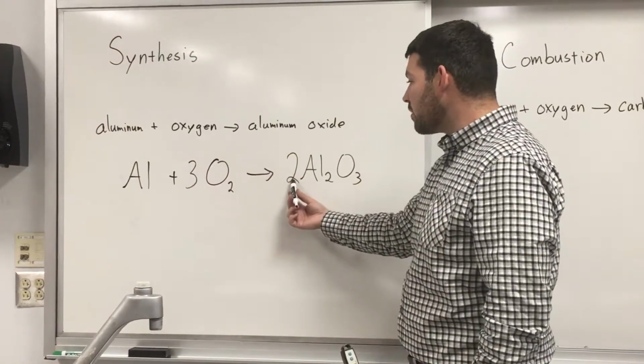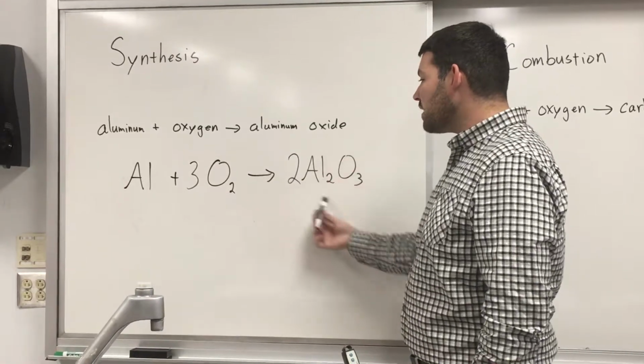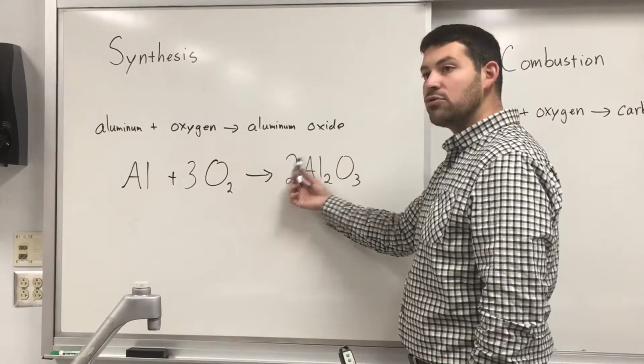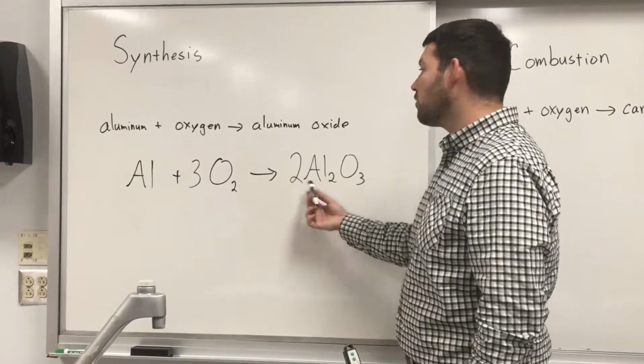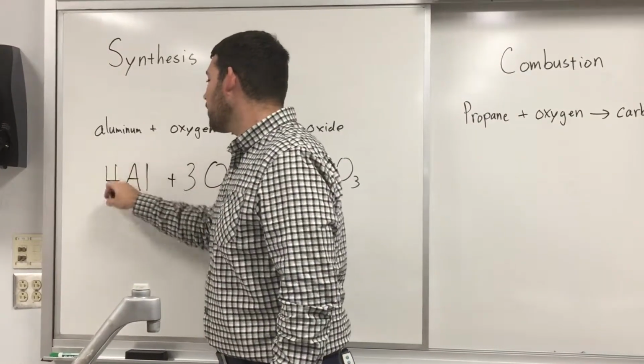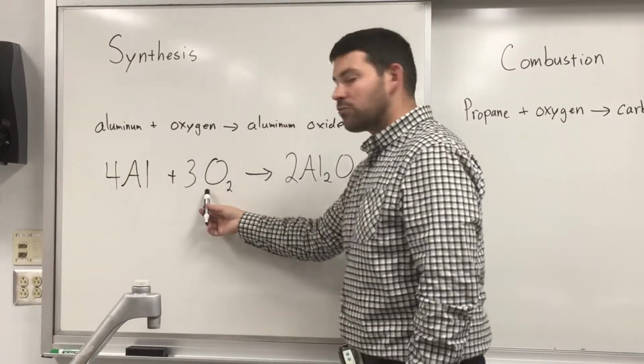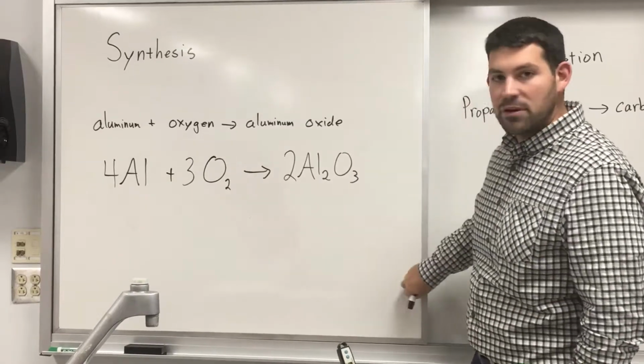All right, now for the aluminum, there's 2 in the compound, but there's 2 compounds with that coefficient. So when we multiply, we're gonna have 4 aluminum. So 4 aluminum plus 3 oxygen yields 2 aluminum oxide.